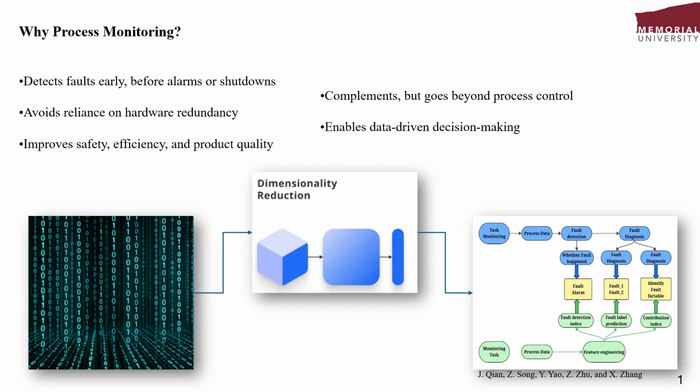If someone asks why process monitoring is important, we need to say that it has some benefits. First, early warning: we detect anomalies before physical alarms or shutdown logic kicks in. Second, less hardware dependence: we reduce the need for expensive redundant sensors or trip systems. Third, safety and quality: faster fault detection means less off-specification product, less downtime, and safer operation.